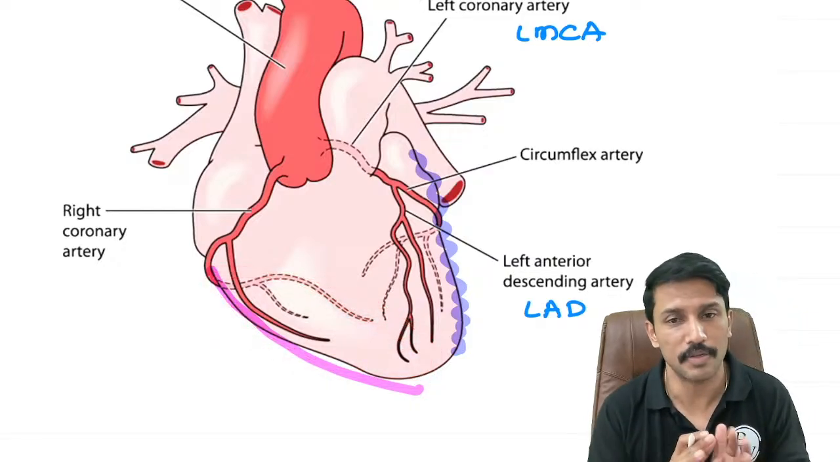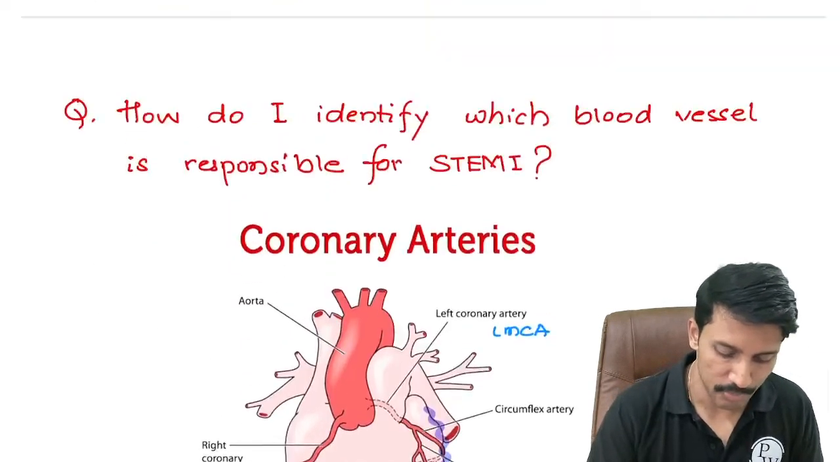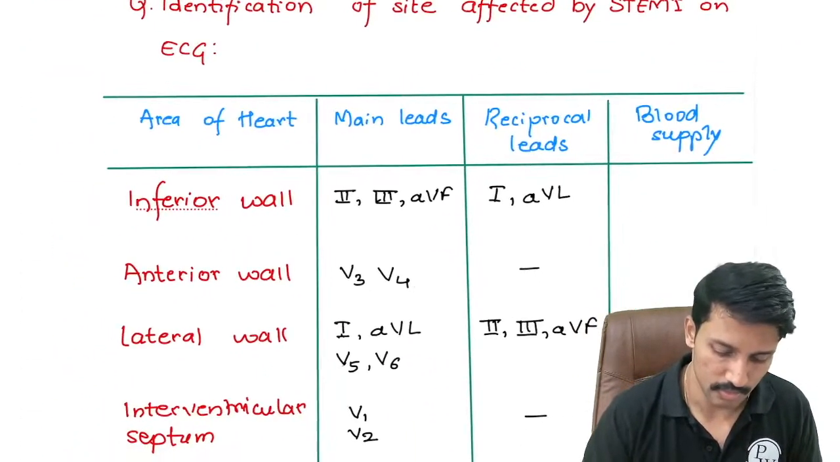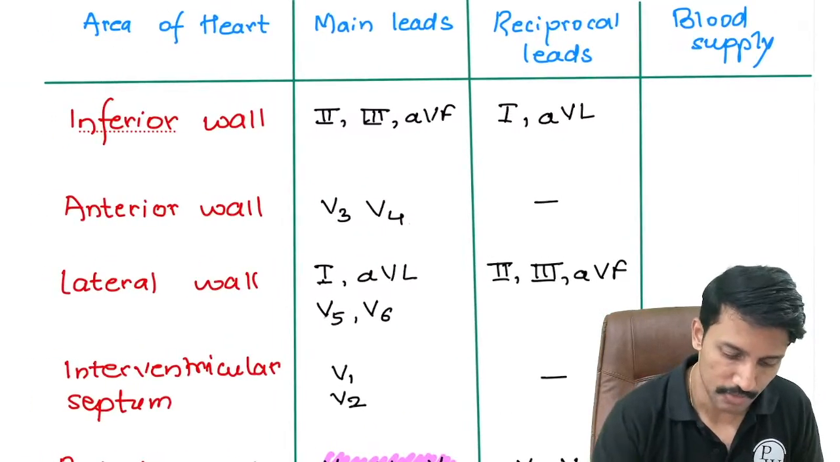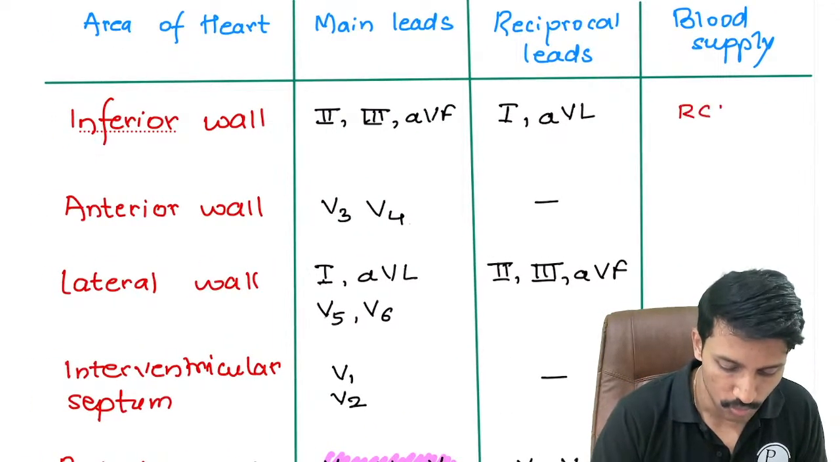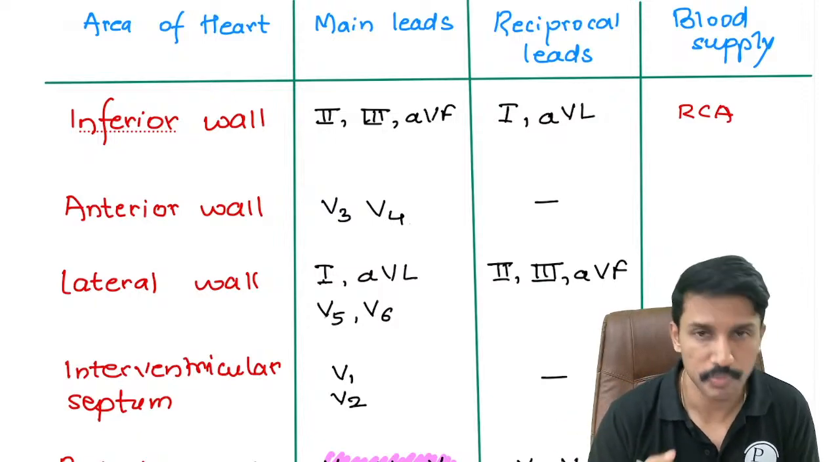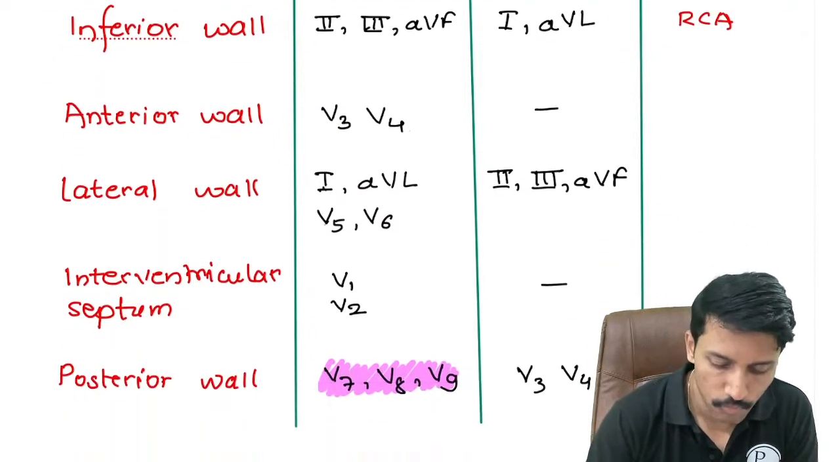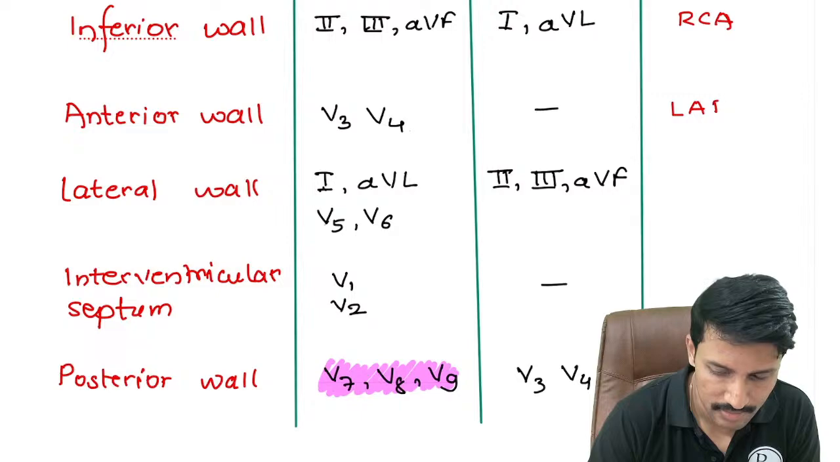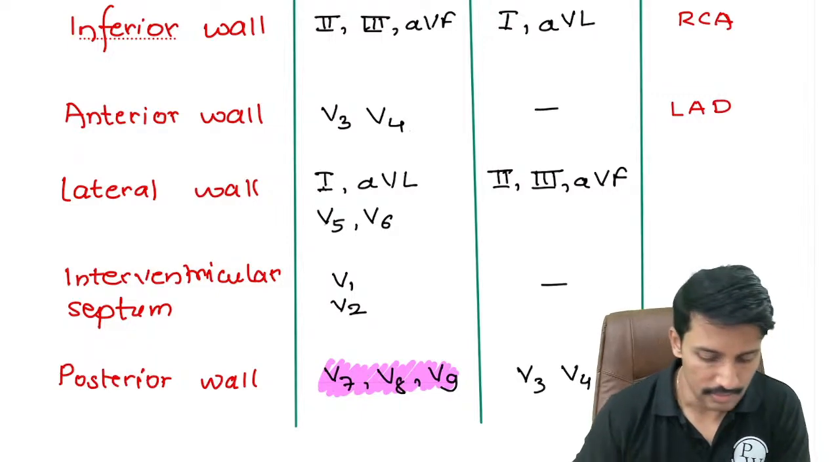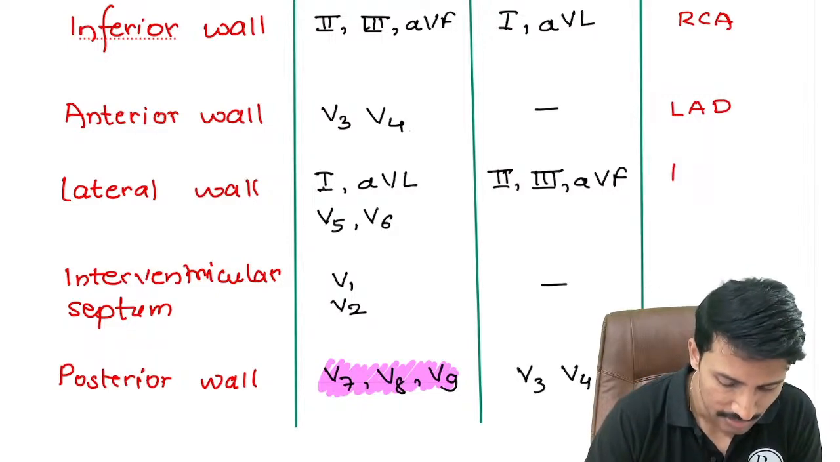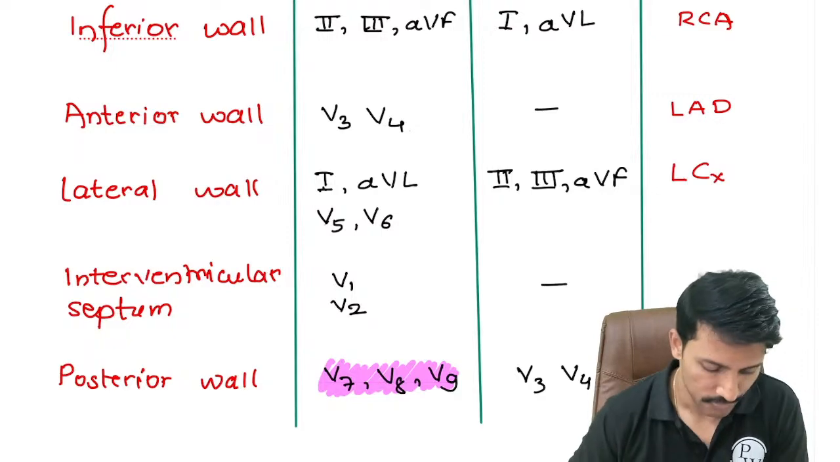to the inferior wall. So we have to always keep in mind which artery is supplying the blood to which part of the heart. So the inferior wall is supplied by the right coronary artery. In few individuals, it is the left circumflex. Otherwise, most people, the right coronary artery. The anterior wall is supplied by the left anterior descending artery. The lateral wall is supplied by the left circumflex artery.